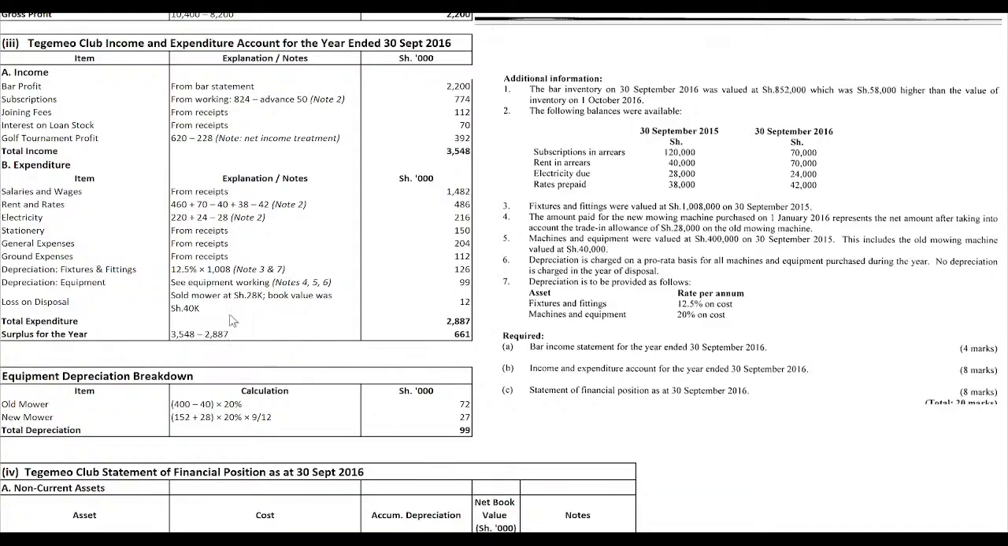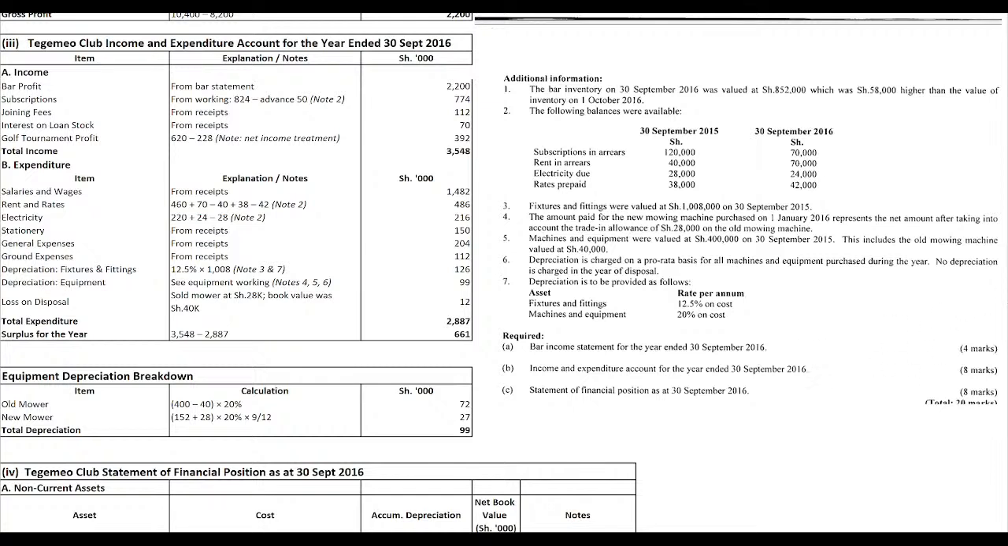Which is 12, by it's 40. The old machine value was 40, but we did a trade-in of 28, so it's 40 less the 28, that we get the loss on disposal, which is 12. So the total expenditure will be 2887. You subtract from the income to get 661 as our surplus for the year.